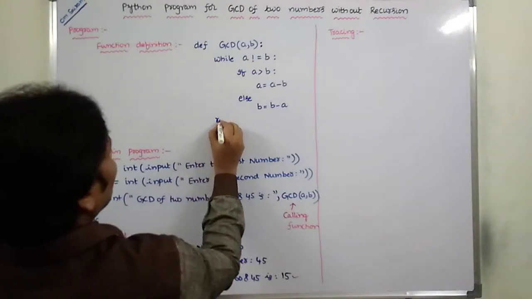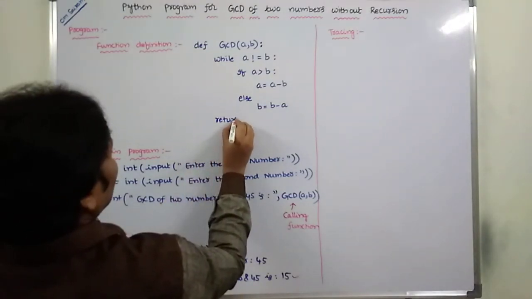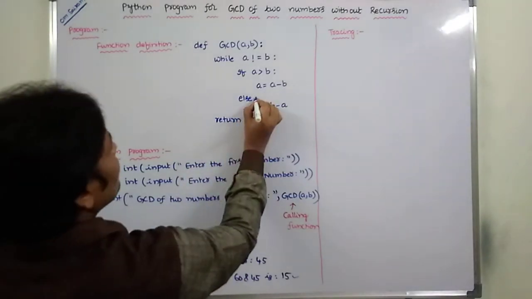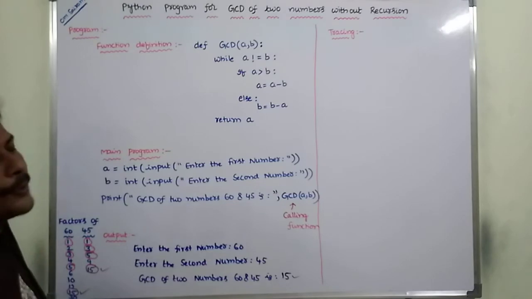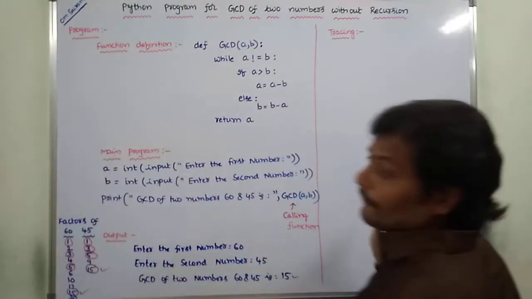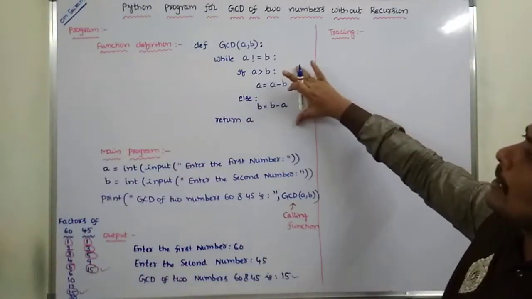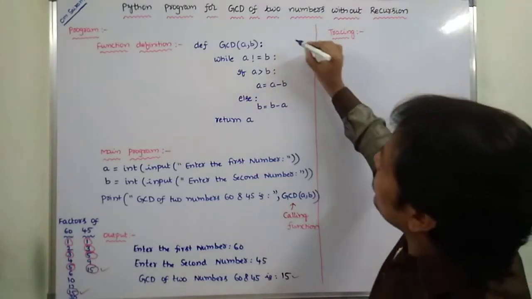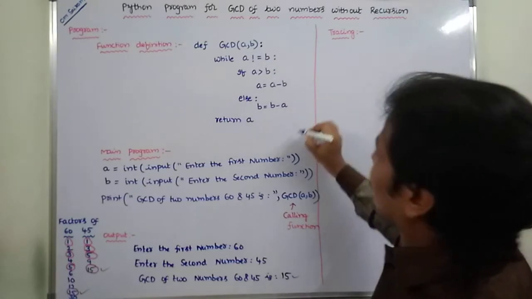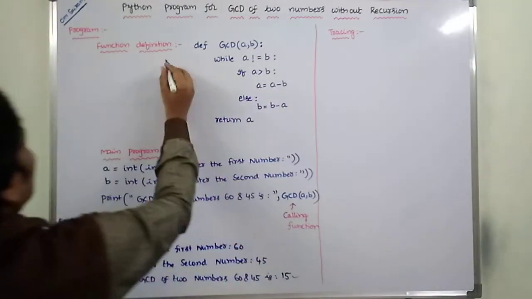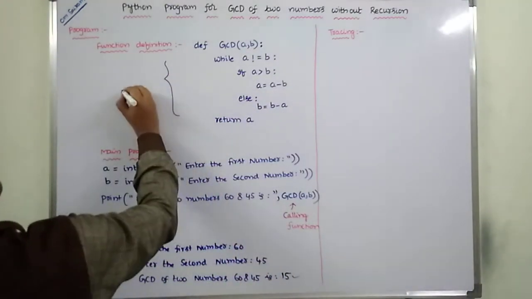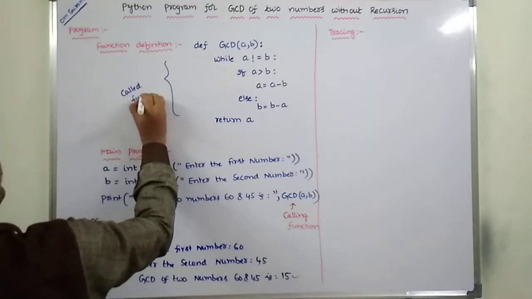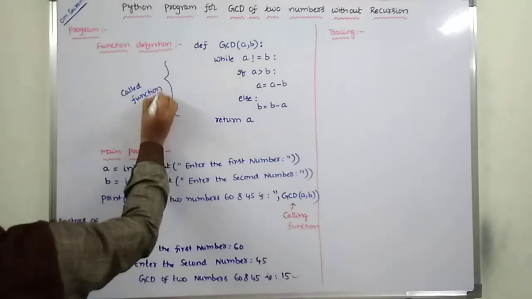Next, return a. Here also put a colon. Okay, so this is the function definition. This is the calling function, and this total is also called the called function.